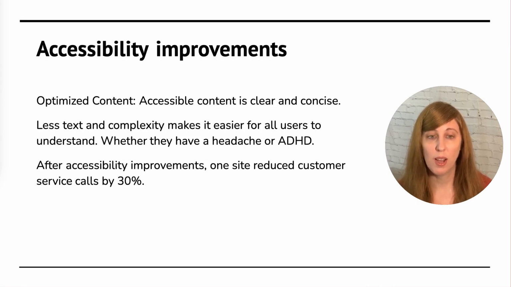Accessibility can also help you optimize your content, making it much easier for people to read. When there's less text and less complex text, it's easier for all users to read. Most people are skimming. They are only giving your website part of their attention, which means it needs to be simple. This also helps people whether they have a headache or ADHD. It just makes the website easier for people to consume. For example, on one website that we did some accessibility work on, after the improvements, customer service calls were reduced by 30%.